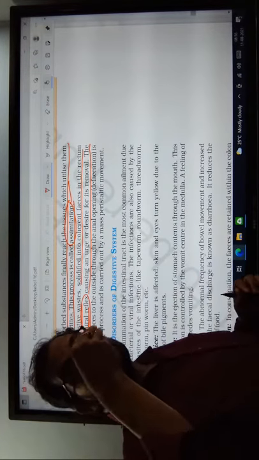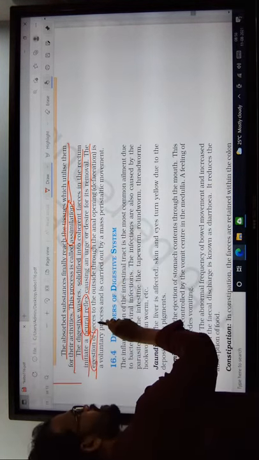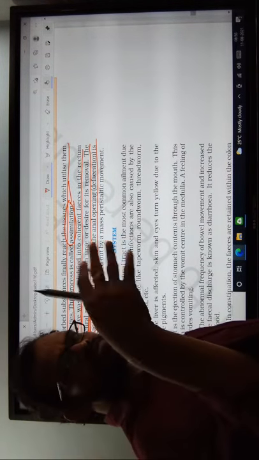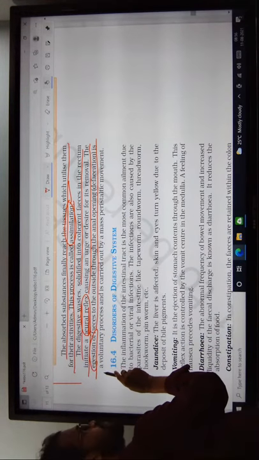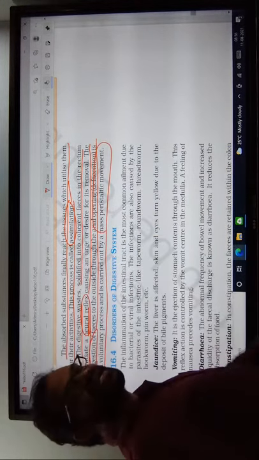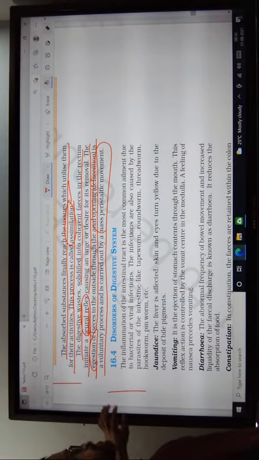Ingestion means taking in the food particles. Egestion means removing them to the outside of the body. Fecal matter going outside through the opening is also called defecation. Defecation means removal of the undigested materials. It is a voluntary process carried out by mass peristaltic contraction and relaxation, and they move outside the body. Next one.